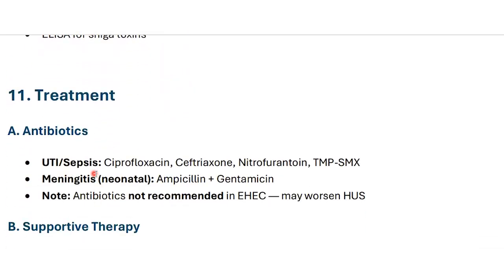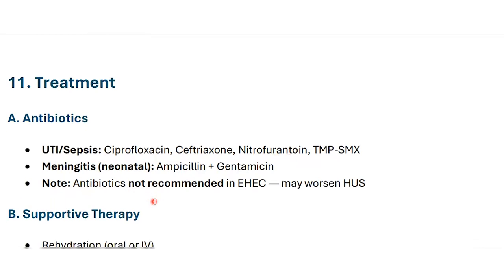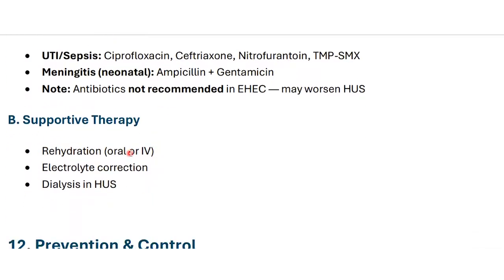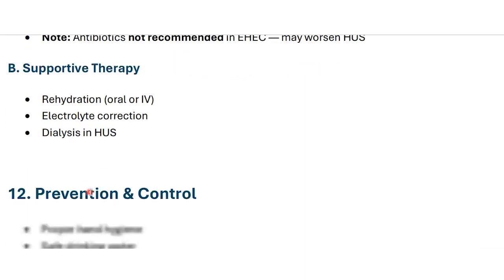Treatment: for UTI and sepsis, the important antibiotics are ciprofloxacin, ceftriaxone, nitrofurantoin, and TMP-SMX, trimethoprim-sulfamethoxazole. For neonatal meningitis, ampicillin and gentamicin. Antibiotics are not recommended in EHEC as they may worsen HUS. That is the important thing in HUS, hemolytic uremic syndrome. Supportive therapy: rehydration, oral or by IV line, electrolyte correction, and dialysis in HUS.